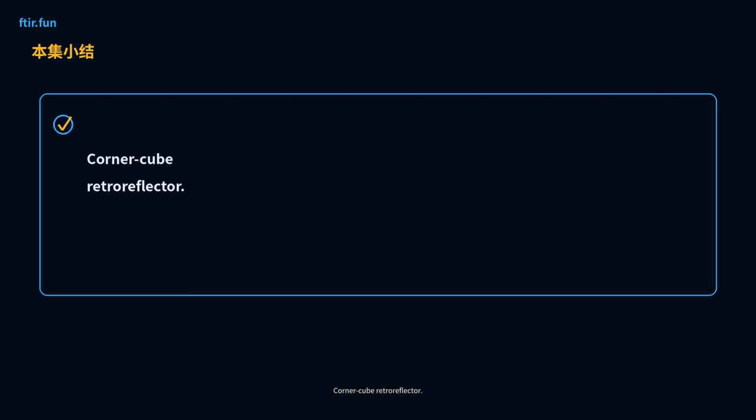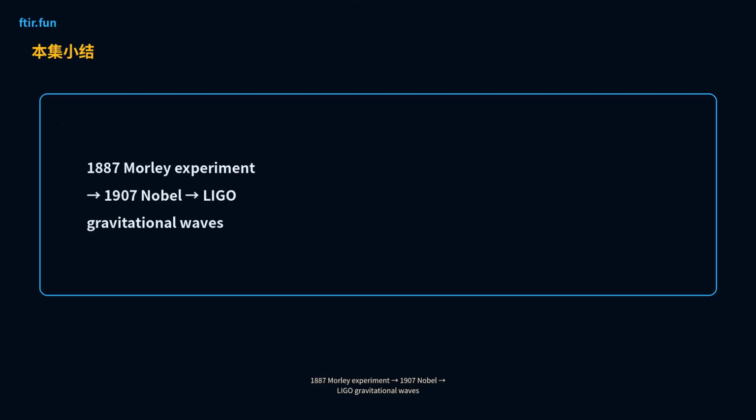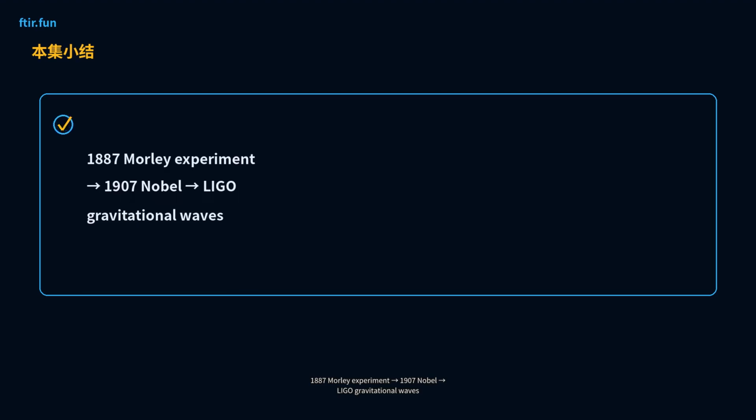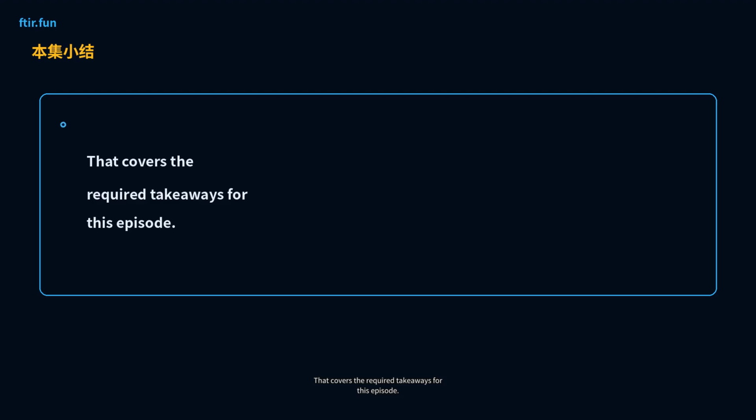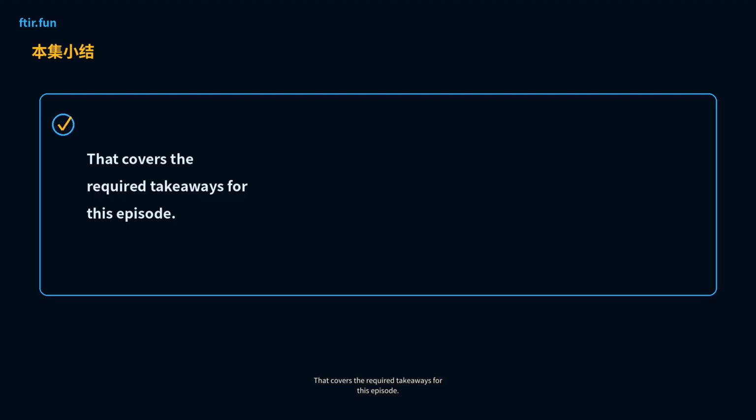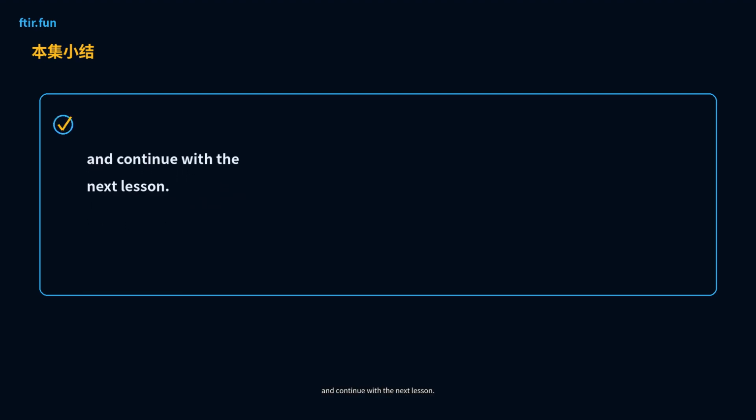Corner cube retroreflector. Standard in modern FTIR. Tilt resistant. Replaces plane moving mirror. Michelson history. 1887 Michelson-Morley experiment. 1907 Nobel. LIGO gravitational waves. Part of modern FTIR. That covers the required checklist for this episode. Practice with real spectra, and continue with the next lesson.